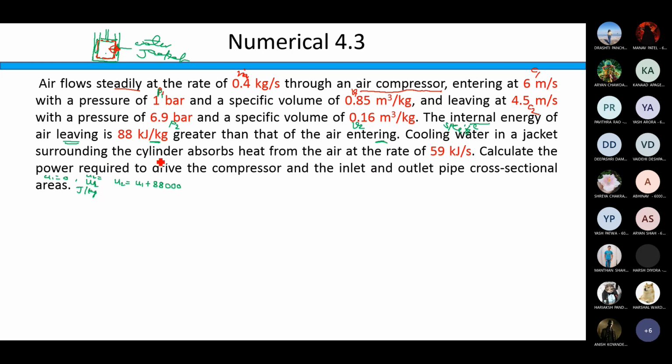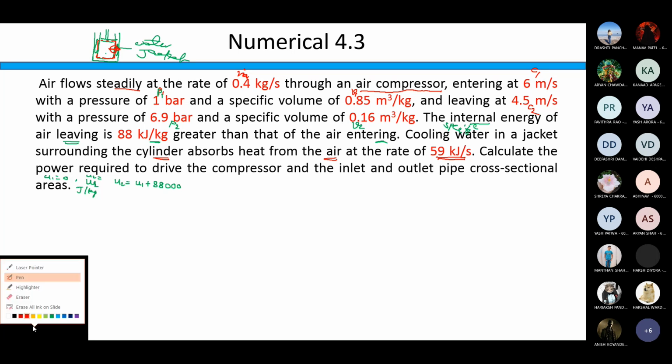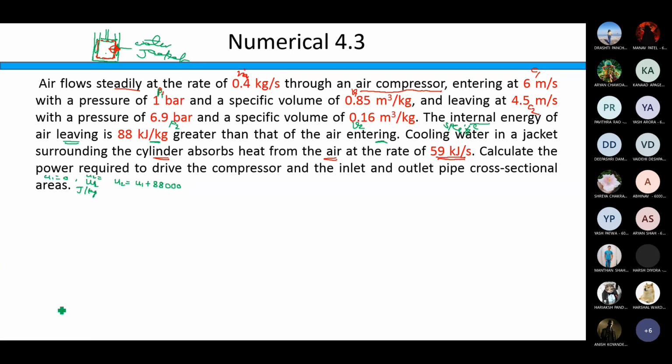So cooling water in a jacket surrounding the cylinder absorbs heat from the air at the rate of 59 kilojoule per second. So what is this quantity? 59 kilojoule per second is given in kilojoule per second, meaning kilowatt, or you can write 59,000 joule per second. This is watt, right? So this is heat absorbed by the cooling water. If this is your system, I would write d bar q by dt. Why dt? Because this is per second. So d bar q by dt is 59,000 joule per second, right?